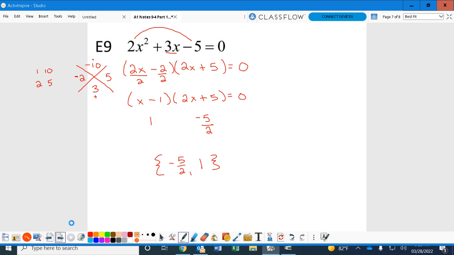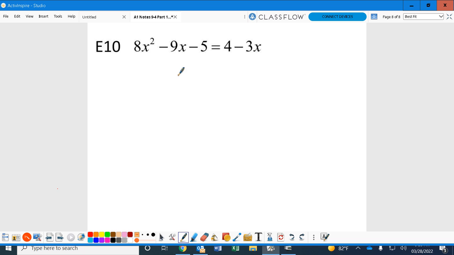Okay, for 10, we would first need to make sure that it equals 0. We don't have 0 here, so we're going to get the 3x to go to the other side. Guys, line it up underneath the like term. So it's going to be 8x squared minus 6x minus 5 equals 4. I've canceled this out. We're almost there. We got to move the 4 over, -4 minus 4. Again, lining it up under the like term. So it makes it 8x squared minus 6x minus 9 equals 0.